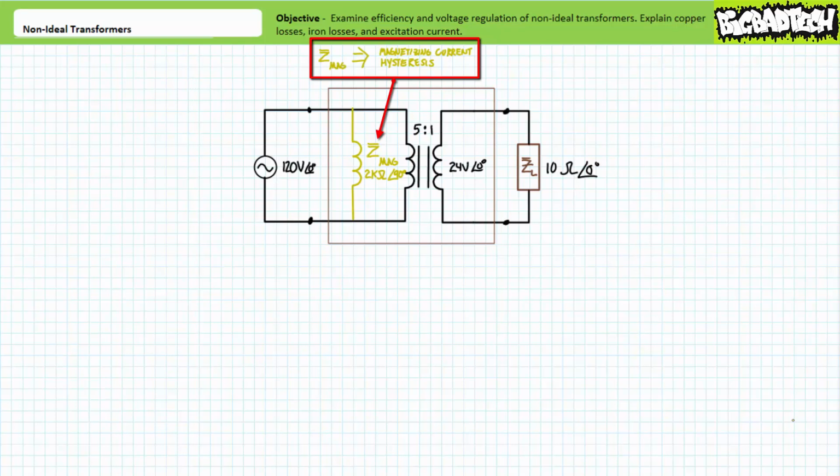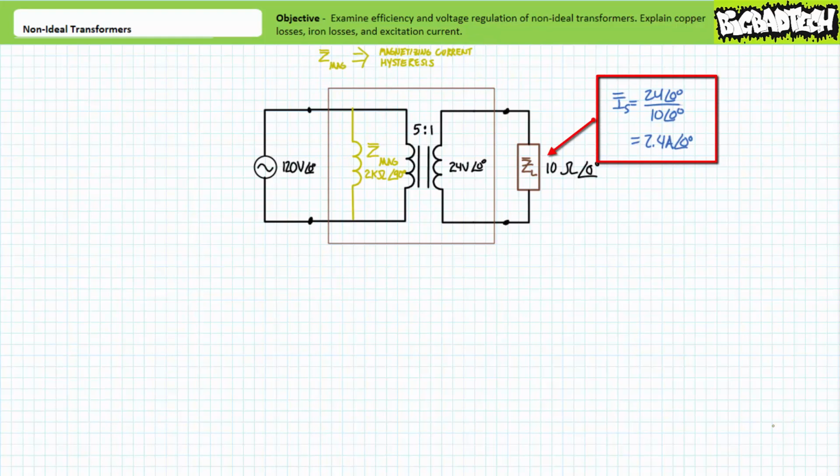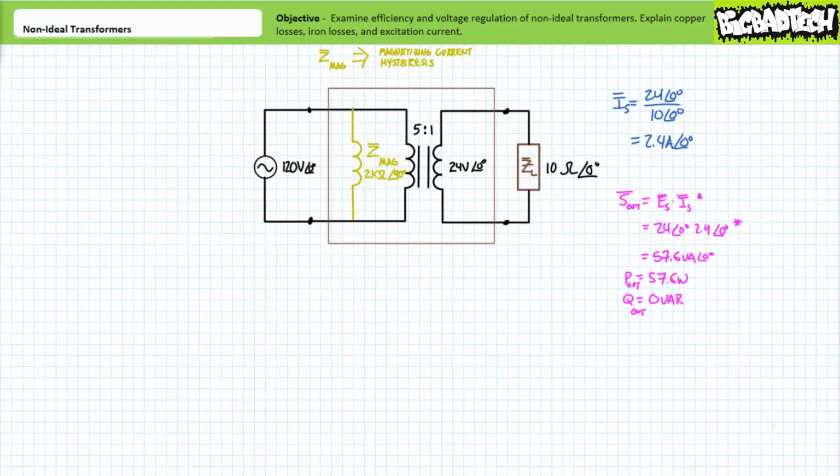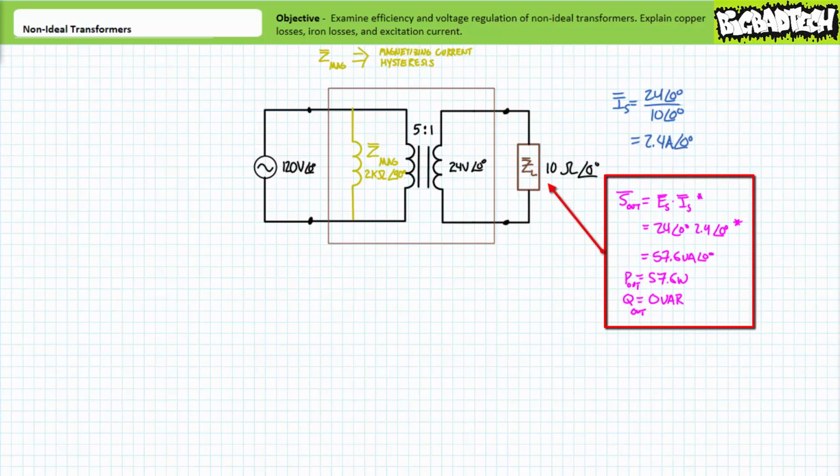Let's assume the inductor accounting for both magnetizing current and hysteresis has a fixed magnitude of 2 kiloohms at an angle of 90 degrees at this particular excitation frequency. Since we haven't messed with the secondary side yet, the 10 ohm resistive load still experiences 24 volts, and Ohm's law demonstrates the current through it will be 2.4 amps at an angle of 0 degrees. Given these conditions, the power equation demonstrates the load still consumes 57.6 volt amps of apparent power, all of which is being directed towards 57.6 watts of real power, and none of it towards a reactive interchange.